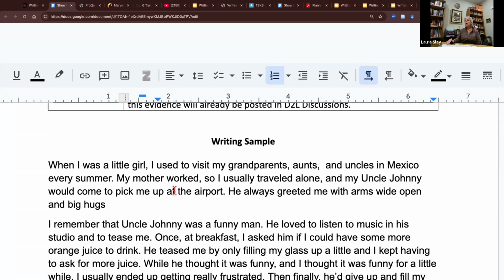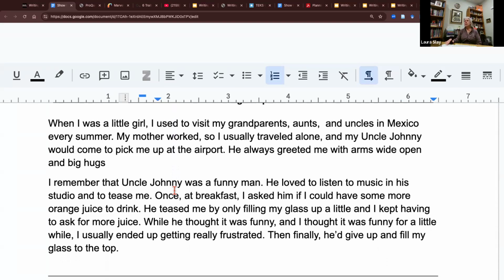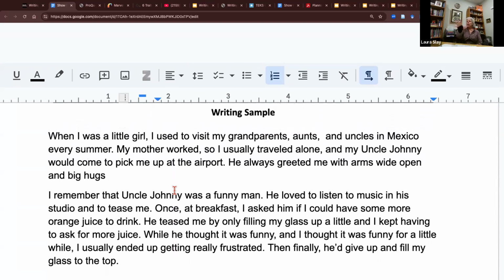So you also have to provide a sample of what you want students to do to show that you are writing along with them. Here's an example of the sample that I included for this writing lesson. When I was a little girl, I used to visit my grandparents, aunts, and uncles in Mexico every summer. My mother worked, so I usually traveled alone, and my Uncle Johnny would come pick me up at the airport. He always greeted me with arms wide open and big hugs.